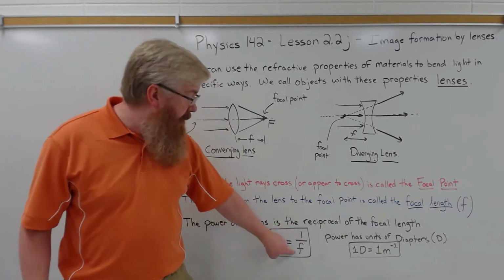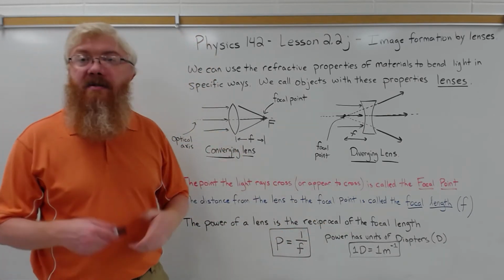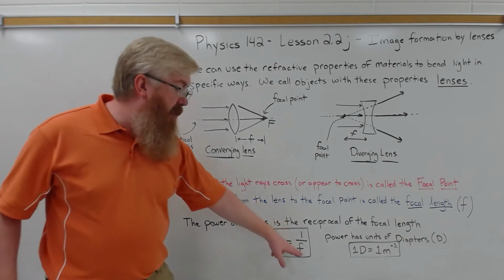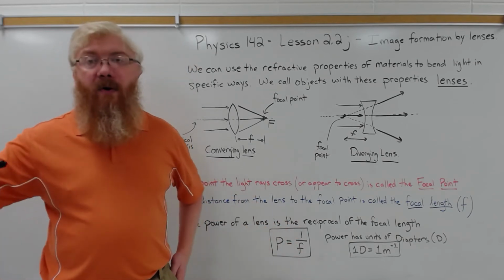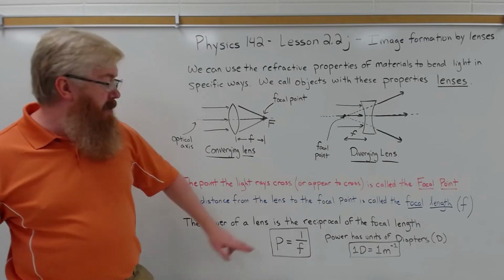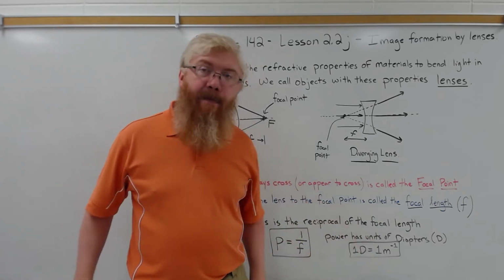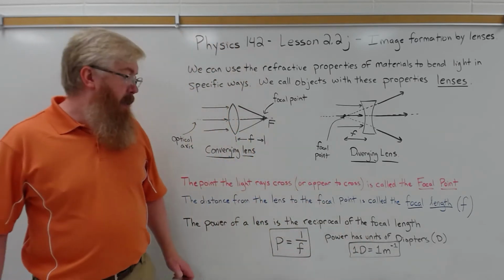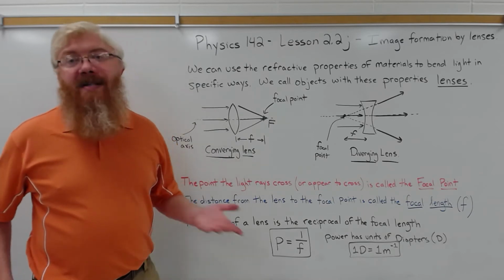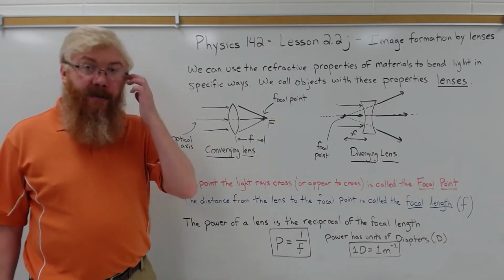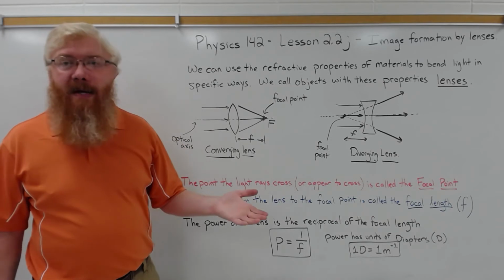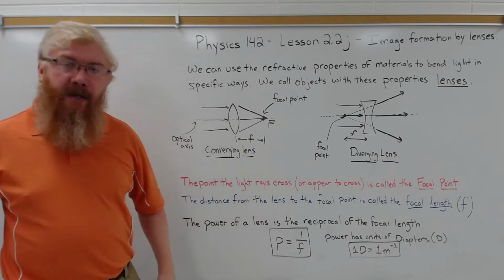Now focal length is a length, so SI units of meters. 1 over the focal length is 1 over meters. 1 over meters has the unit of diopters. So 10 centimeters, or 1/10 of a meter, is 10 diopters. 1 millimeter, or 1/1000th of a meter, is 1000 diopters, and so on.